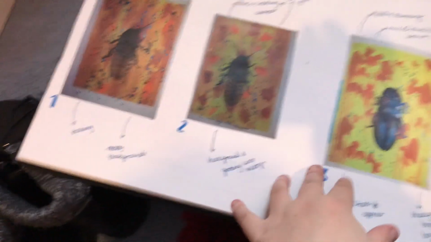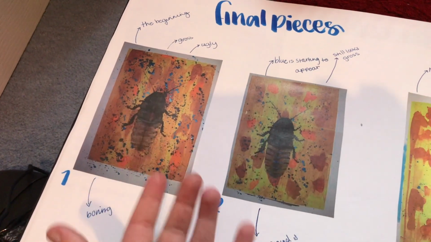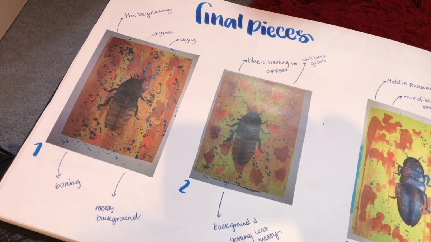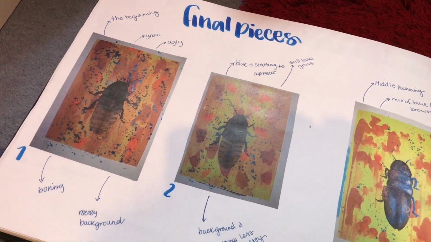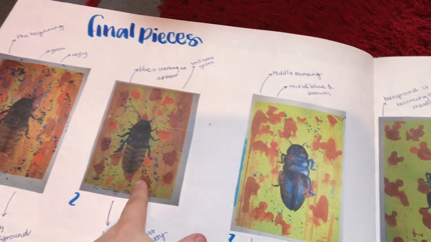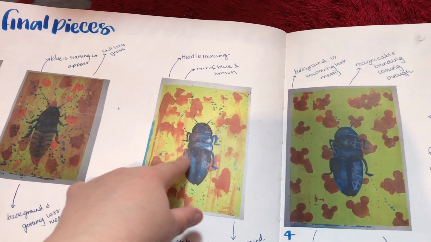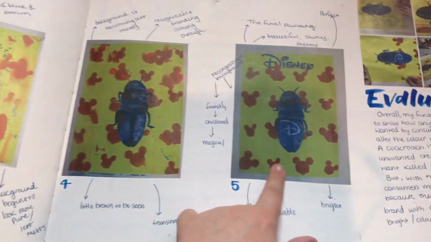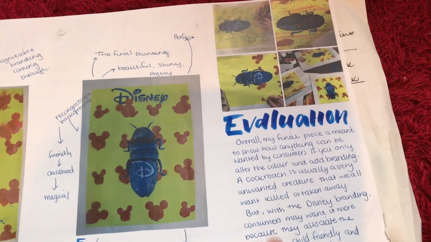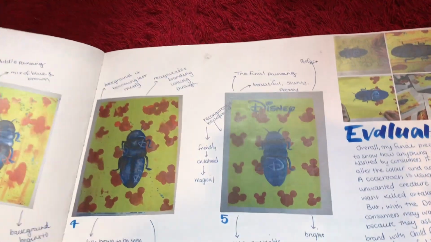Here we go. Here's my final pieces. So at the beginning it starts out really gross, manky, quite in your face. There's a lot going on in that picture. It gets dumbed down as you see the marks in the background turn into Mickey Mouses. And then you get this perfect thing with the Disney logo and my evaluation. And that's just my plan for the exam.